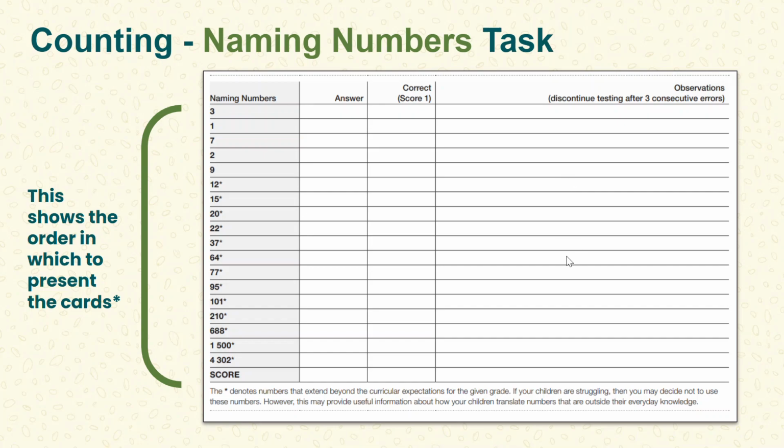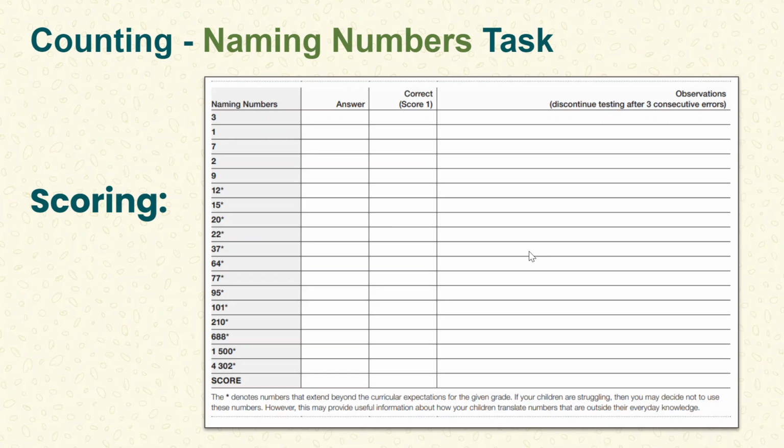And so here you can see the order in which to present the cards, and this asterisk by the number 12 denotes that point where the numbers go beyond curricular expectations for kindergarten. So now thinking about the scoring, if we're starting with that first card, and it's the numeral 3, you will record the student answer. If they answer it correctly, you will award 1 point. And of course, you will record any observations that you make as you're doing this.